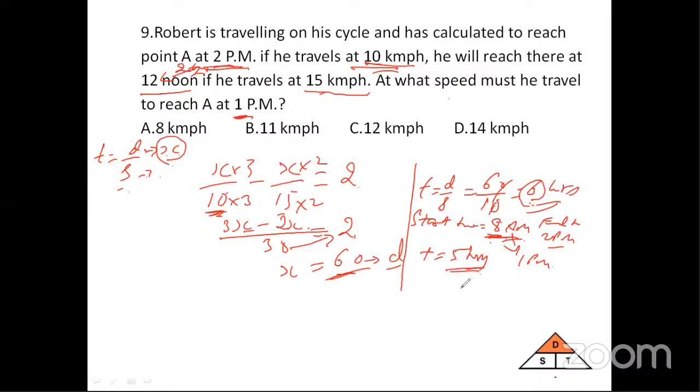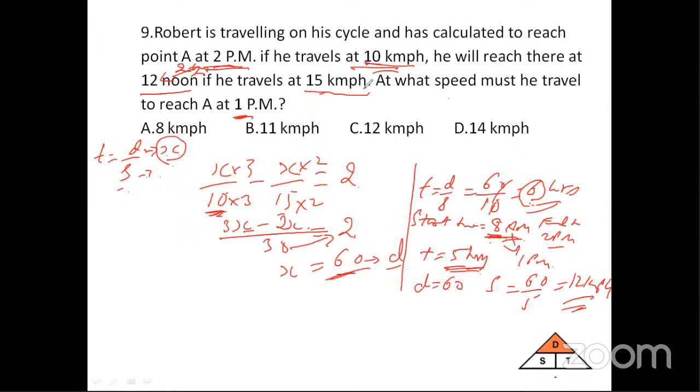So time becomes 5 hours. We know the distance is 60, time is 5. Now the speed is distance by time. 60 by 5, that is nothing but 12 kilometers per hour. Okay, I know this is also quite lengthy, so I will explain it once again.